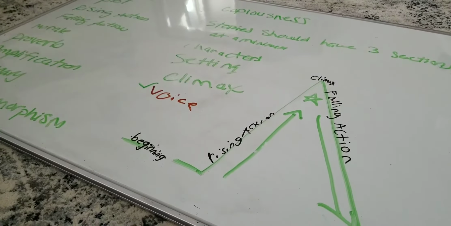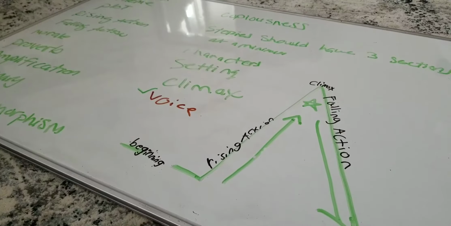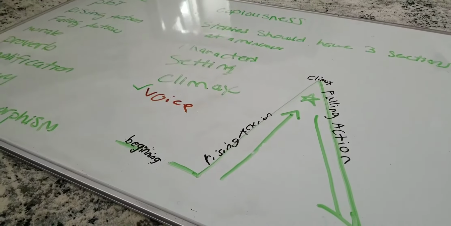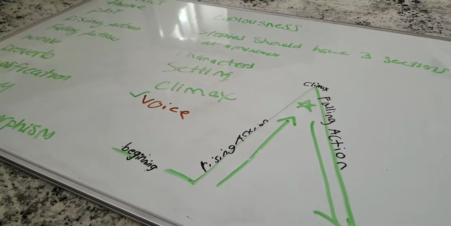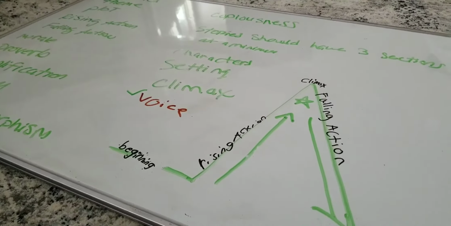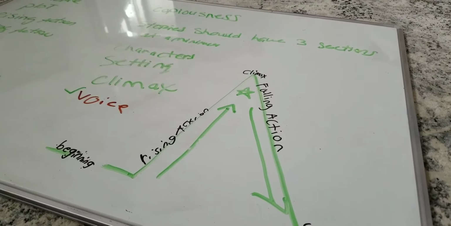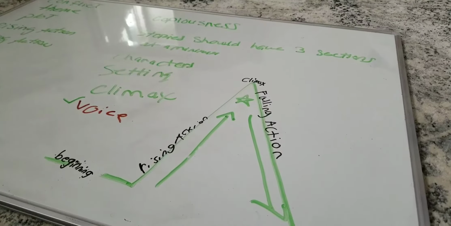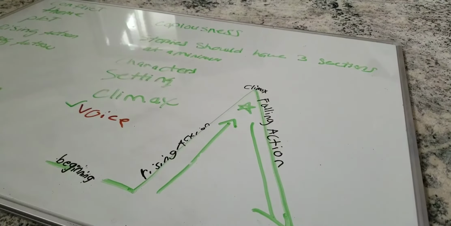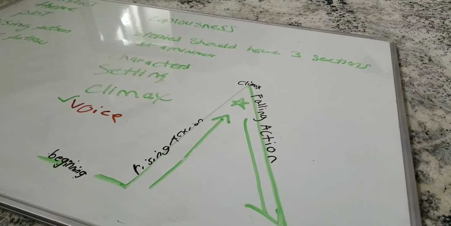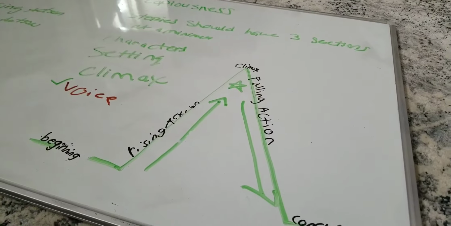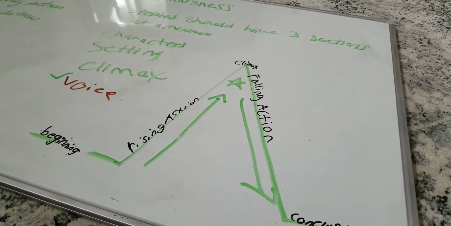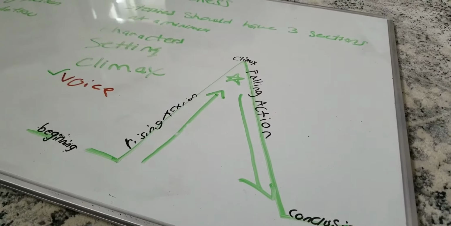So the climax is often referred to as the turning point of the story. That's the highest point. That's why we have a peak there. The highest point of your story is normally the climax. So when a plot is eventful, think of one event that changes everything moving forward. That's that middle point, where everything changes.